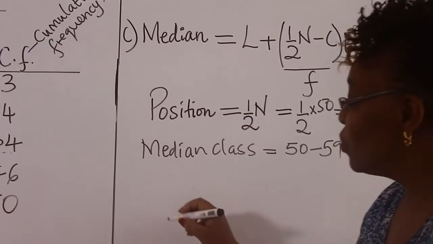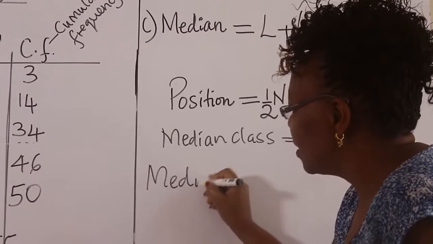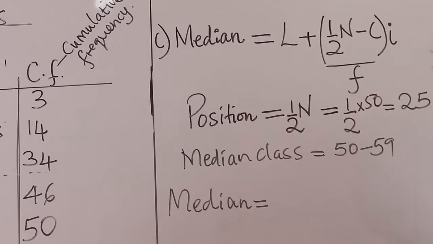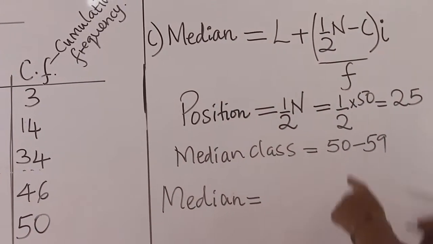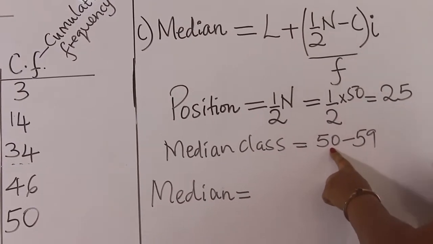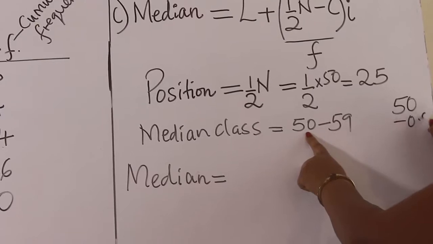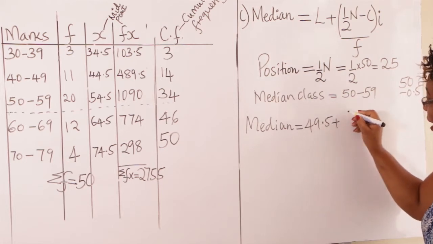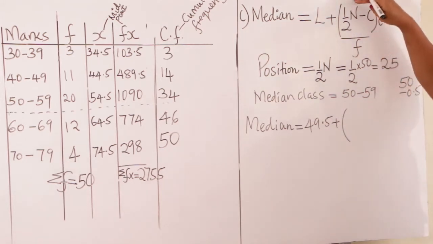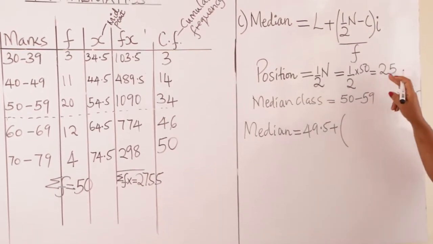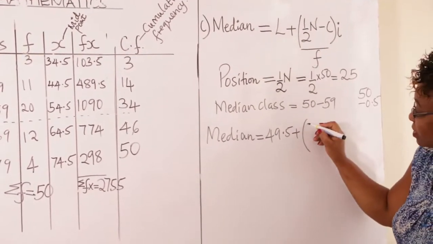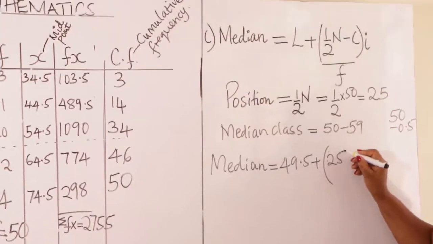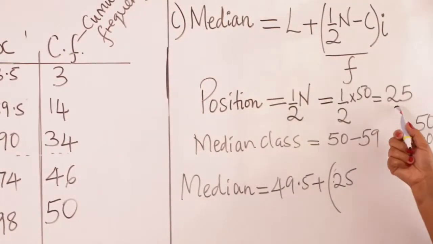And therefore, learner, you now say your median is what? You get your L, the lower class limit of the median class. How do you get it? You come to the lower number here, 50, and subtract 0.5, and you get 49.5 plus a half of n. We already have it: a half of n gives us 25 directly.